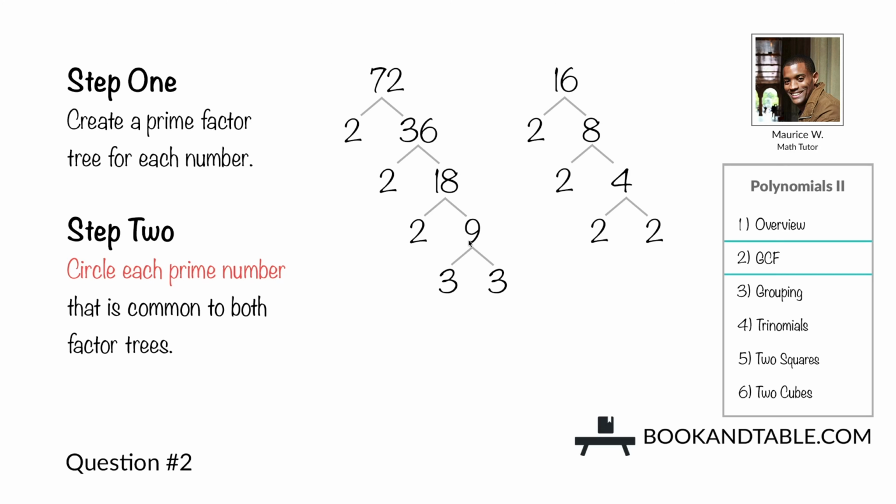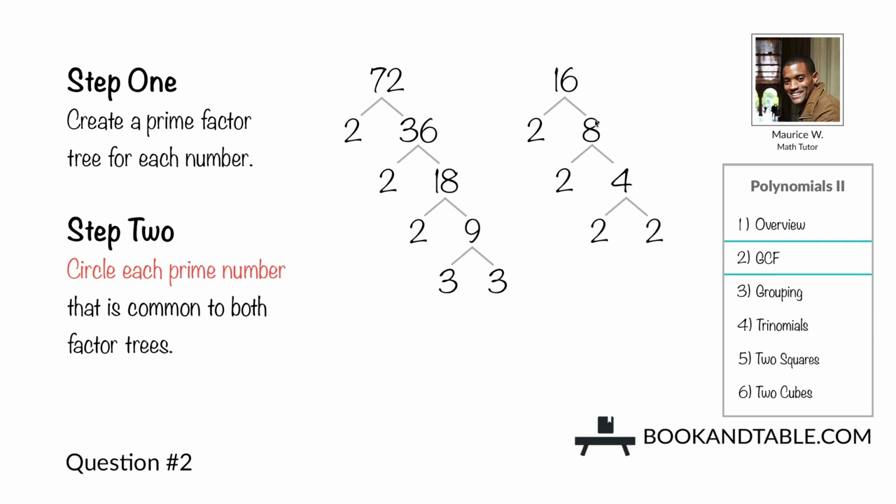9 is an odd number, so we consider dividing it by 3 first, and it can be divided by 3, giving us 3 times 3. And now that we have all prime factors at the end of our tree, this prime factor tree is completed. Let's take a look at 16. 16 is an even number, so it can be divided by 2, giving us 2 times 8.